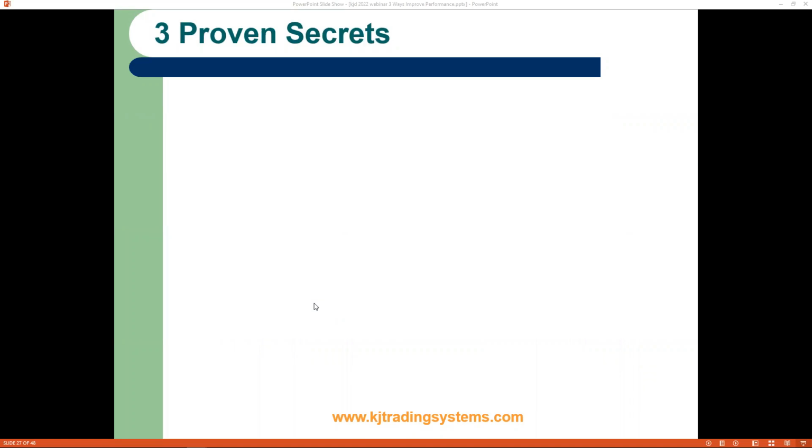Okay, so those are the 3 proven secrets. Each one of these has data behind it. I'm not making this up. I'm not saying, hey, this is good just because it sounds good. These things actually work. And if you incorporate all of them, your trading will get better. I can almost guarantee it if you really follow these things. The first one: you keep the number of iterations low, keep the number of inputs low, and you optimize intelligently.